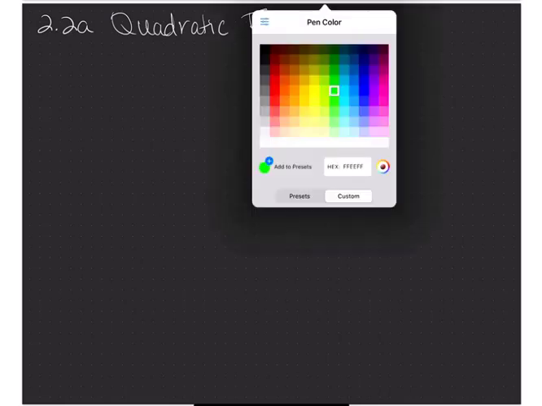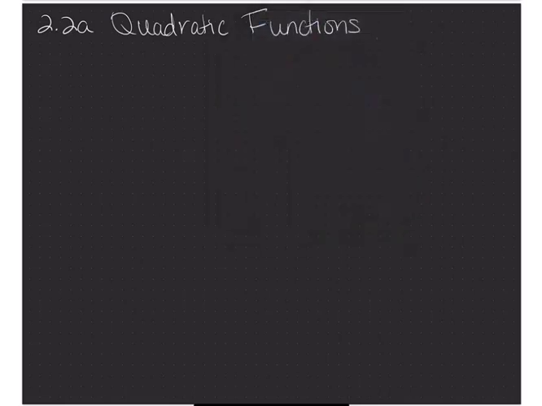One way to write quadratic functions, we could say f of x equals ax squared plus bx plus c, and we could get some valuable information off of that. Let's just do a quick overview of quadratics and what those all look like and some of the terminology we have.